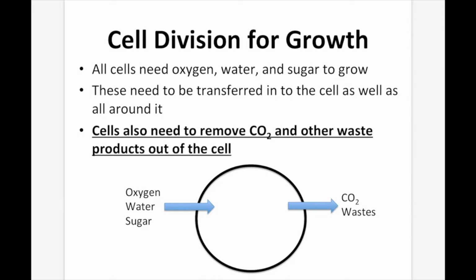Well, all cells need oxygen, water, and sugar to grow. So this is very important. Just like we need food, the cells need food as well. So these things need to be transferred into the cell as well as all around it. The things that we need, like oxygen, water, and sugar, are going to come in, for instance, on this left side, and they're going to move throughout the entire cell, feeding the cell. And then things like carbon dioxide and waste need to be taken from the cell and removed from it.